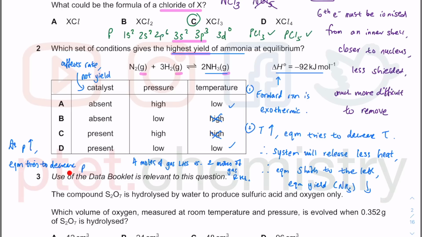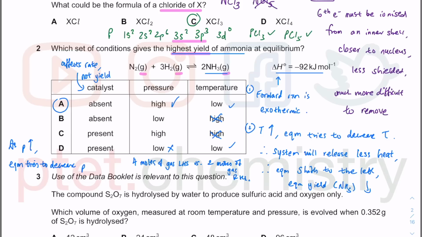So that means the equilibrium will try to shift to the right hand side, to the side with the lesser number of gaseous molecules in order to oppose the change. In doing so, it will produce more ammonia, giving you a higher yield of ammonia. So high pressure is what you want and not low pressure.